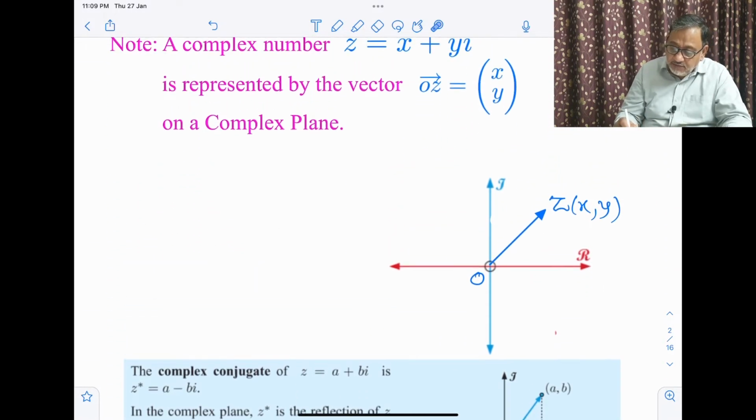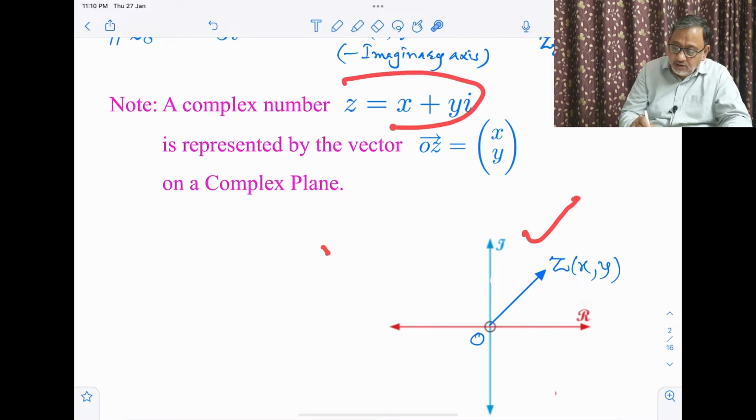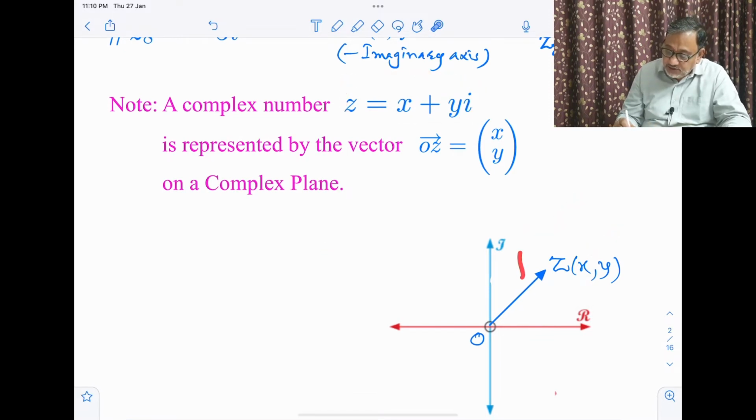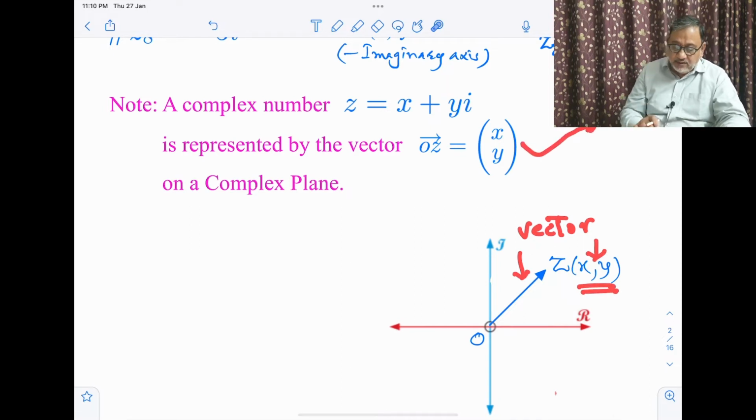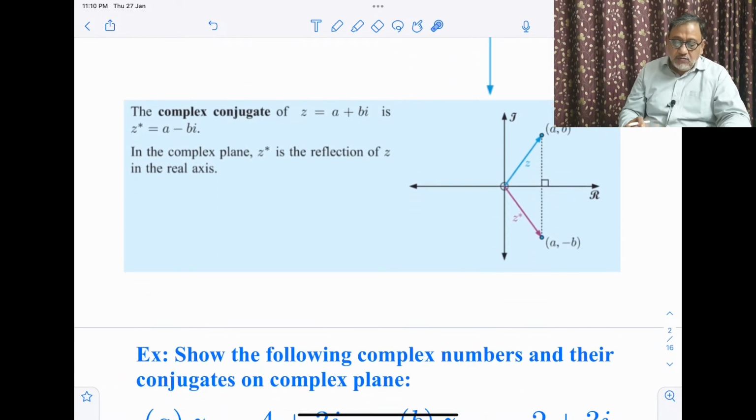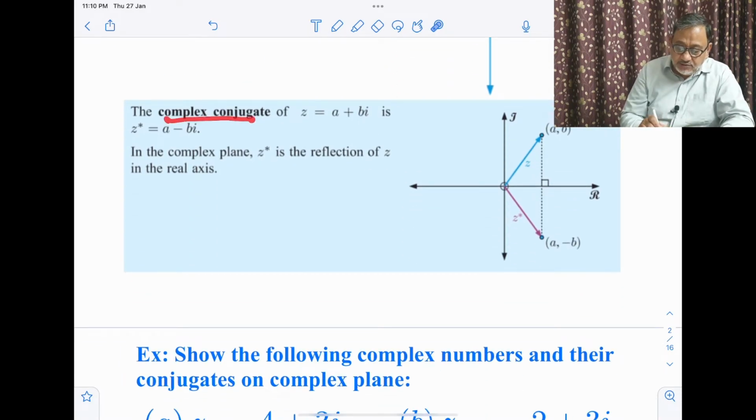So here I have represented the complex number z equal to x plus yi by the arrow diagram which represents a vector. So a vector can also be represented by the coordinates (x, y) or by a column vector (x, y). Okay then. Now the complex conjugate. How to represent a complex conjugate on the complex plane?